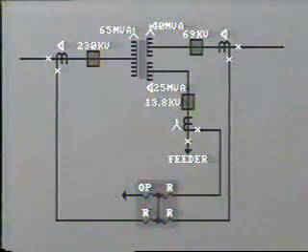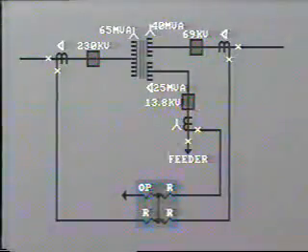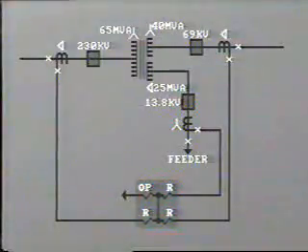As we discussed in the last segment, the CTs in the Y-connected windings must be connected in delta to avoid operation on external ground faults. And as before, in order to accommodate the 30-degree phase shift, the CTs in the delta-connected tertiary must be connected in Y.